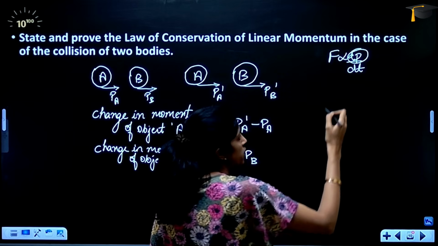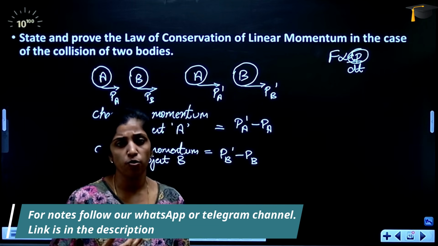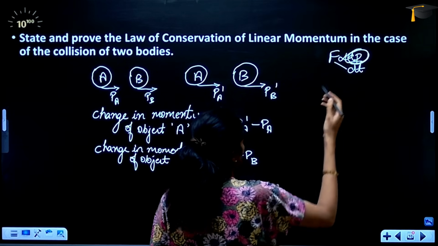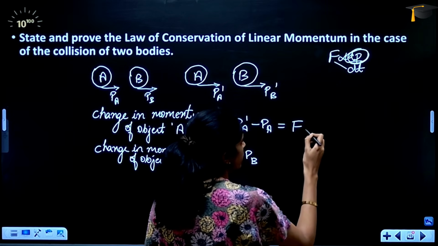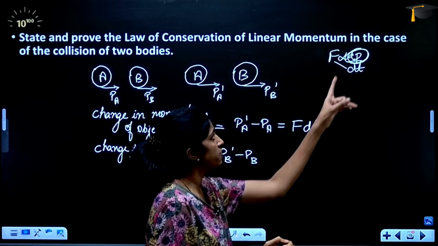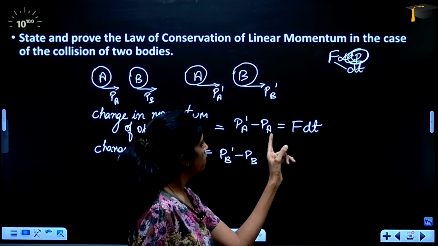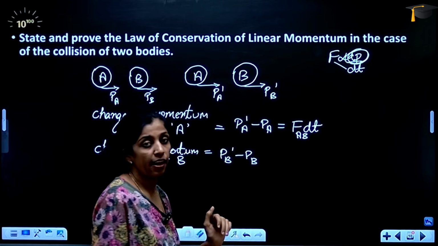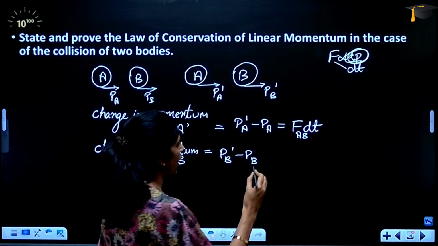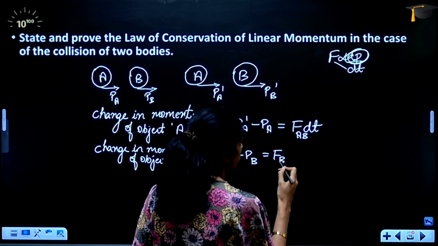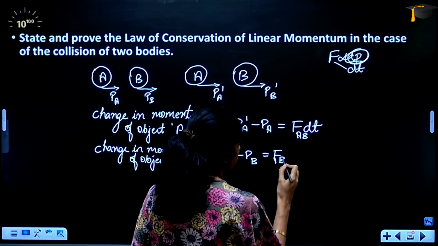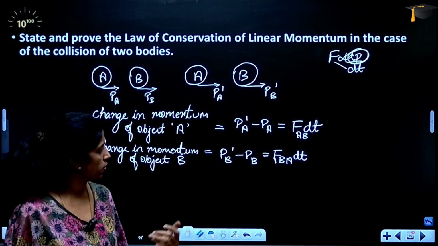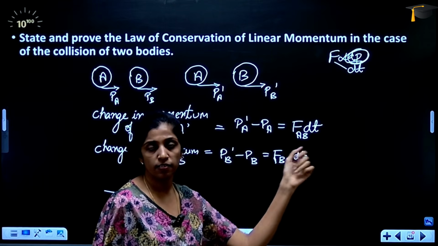Now, I have taken a change of momentum. Change of momentum we write in the form of a differentiation. So now, can we write this change of momentum as force into dt? Yes, we can, since dp is PA dash minus PA, which is equal to the force acting on A with respect to B, FAB, times dt. Similarly, I'll write this one as FBA times dt, just from Newton's second law itself. So the change in momentum is force times the time.